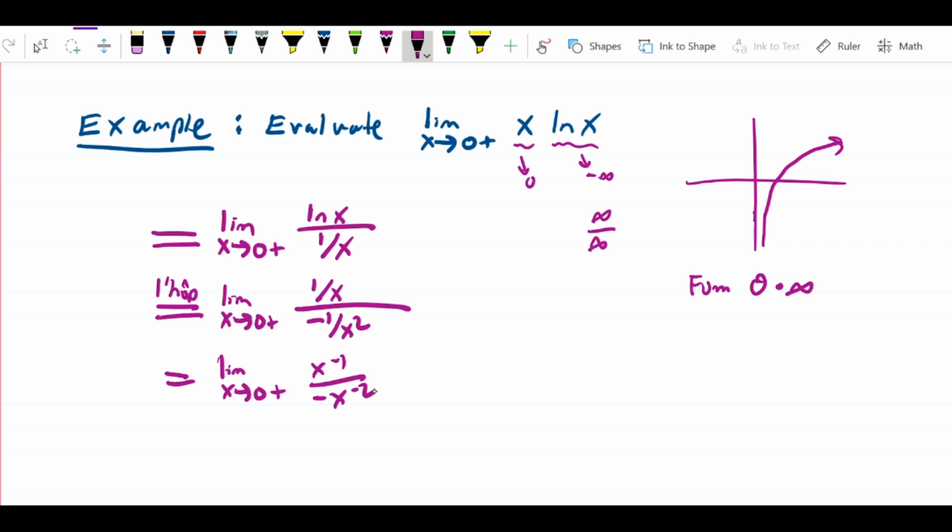That becomes, once we simplify that using the laws of exponents, negative 1 minus negative 2, which is positive 1. We still have the minus sign in front, so that's going to become the limit as x approaches 0 plus of negative x, which is equal to negative 0, which is just 0.